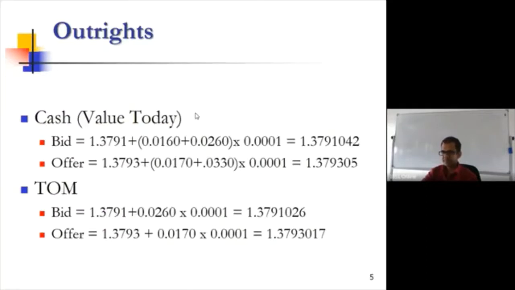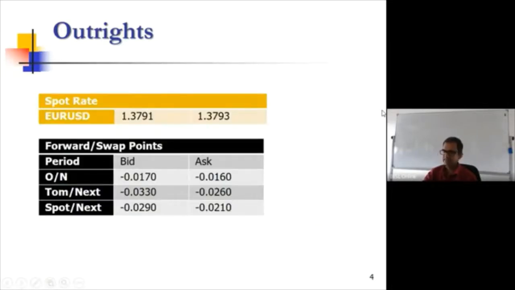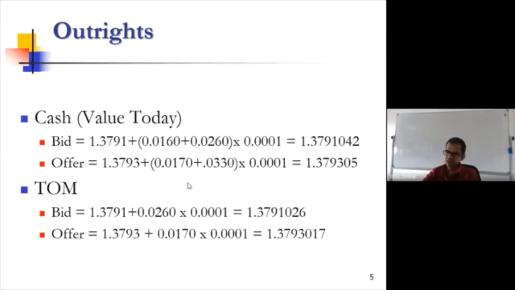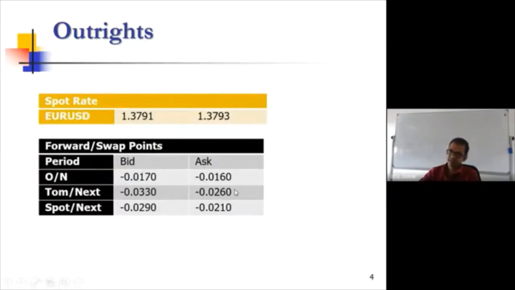It is simply this: first thing, whatever quotes are given for overnight, Tom next, spot next, you change the sign. If the sign is negative, you make it positive, and you use the ask figures to calculate the bid side, and the bid figures to calculate the offer side.